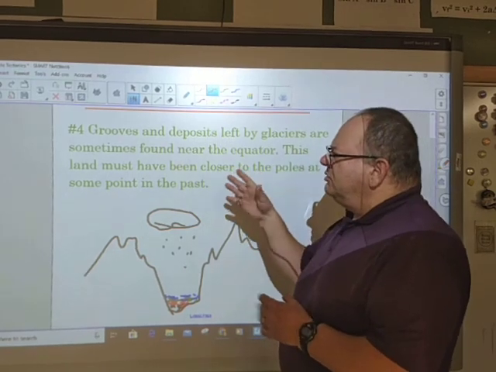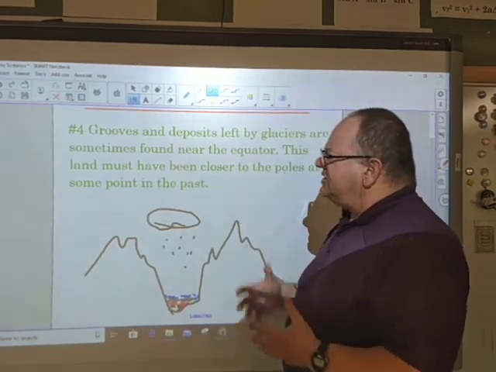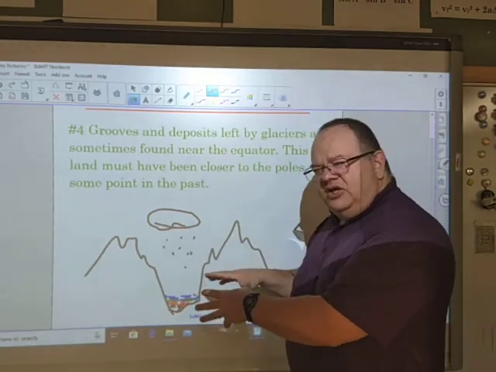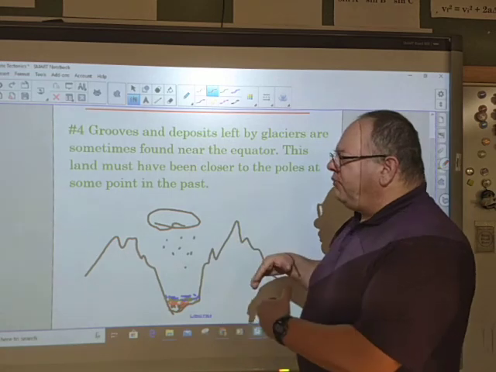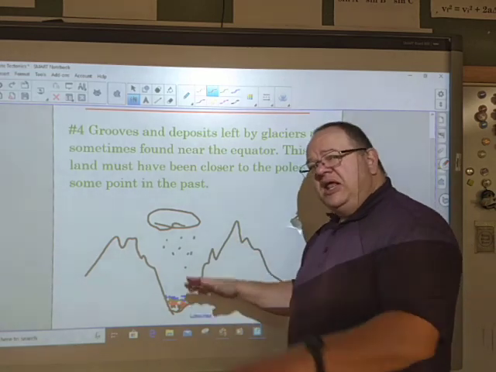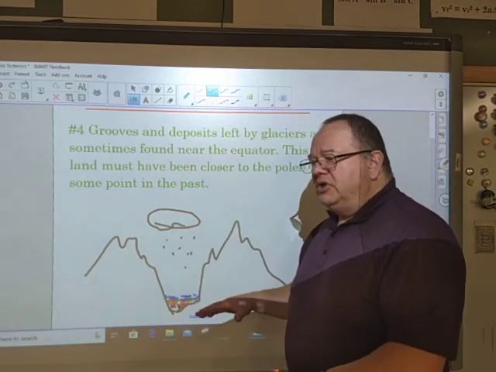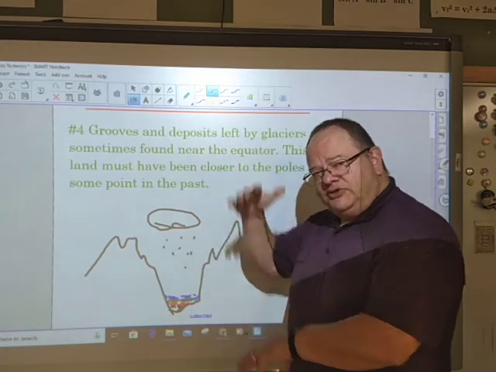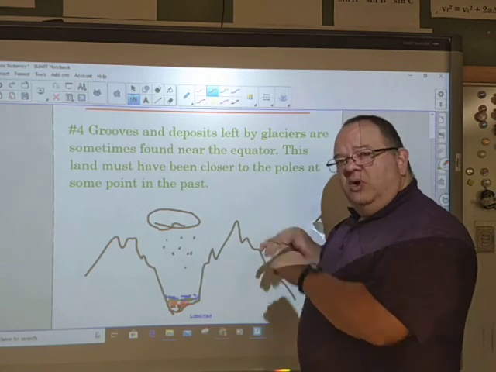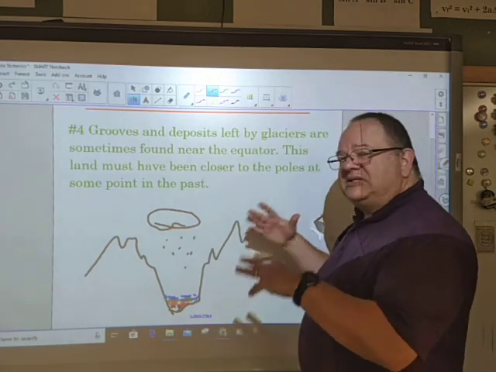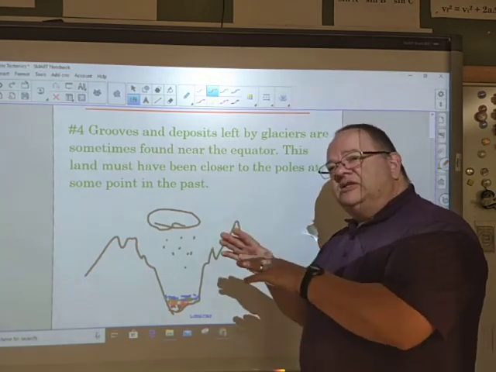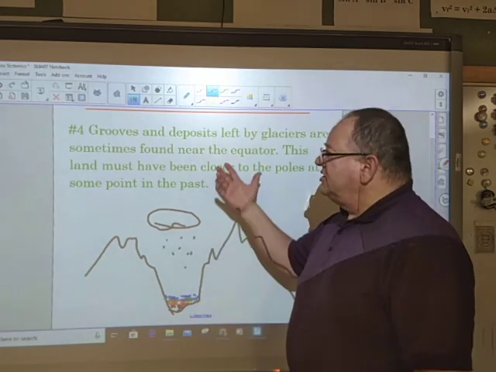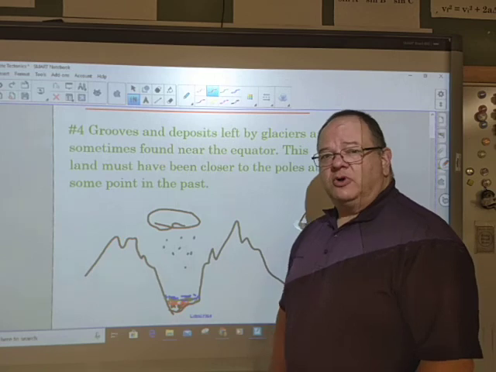What Wegener would describe with this, or the piece of evidence here, is that the site that you're talking about must have at some point in the past been in a colder region of the Earth. So maybe it was closer to the poles of the Earth when the glaciers were forming, and since that time the land has moved, and now we have land that's got past evidence of glaciers that happens to be in a more tropical location.